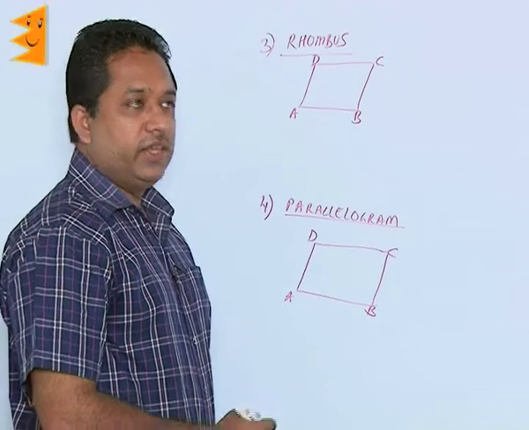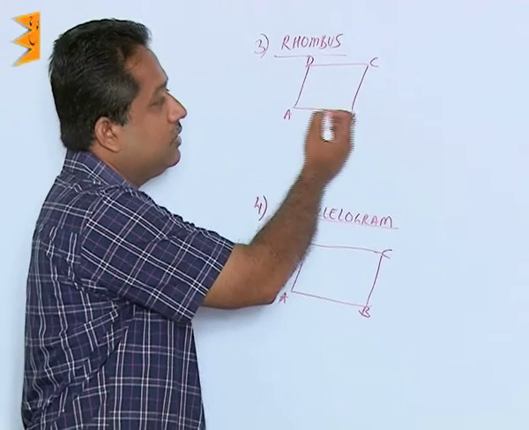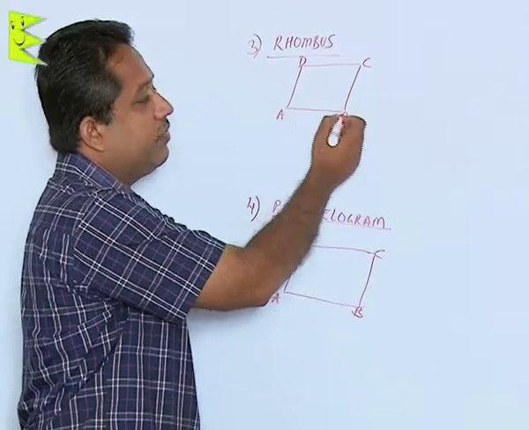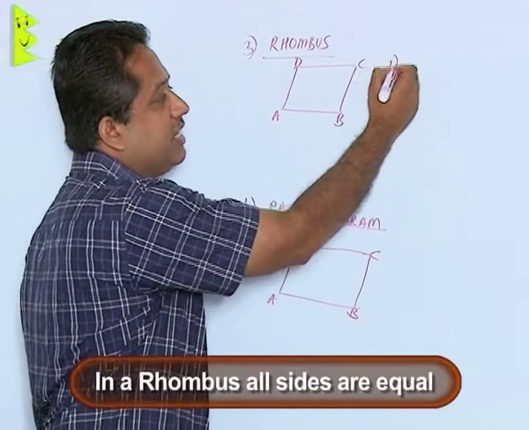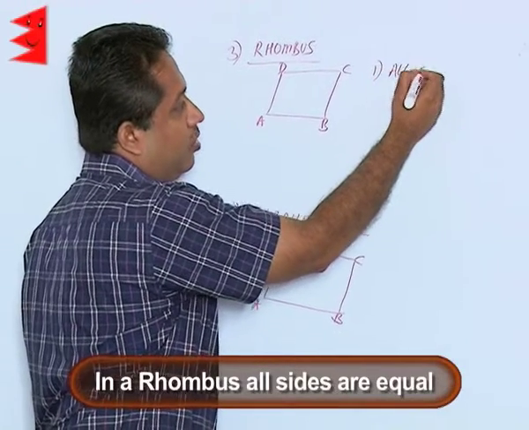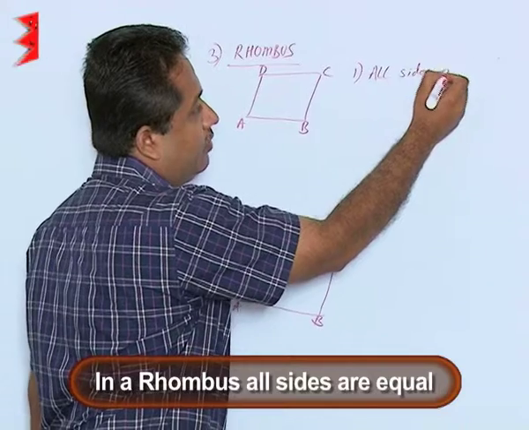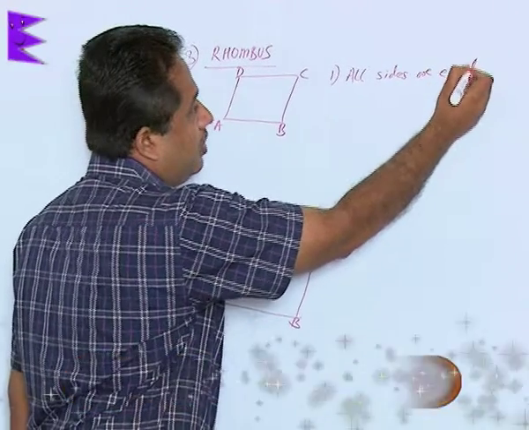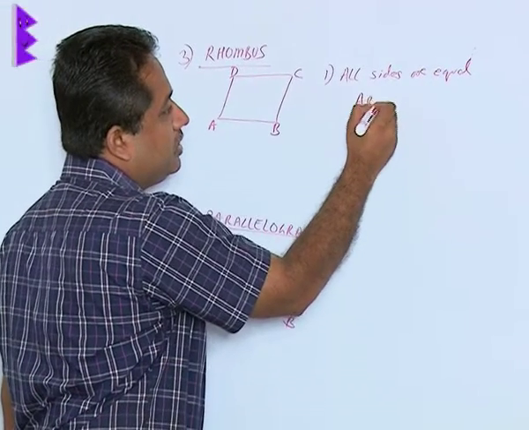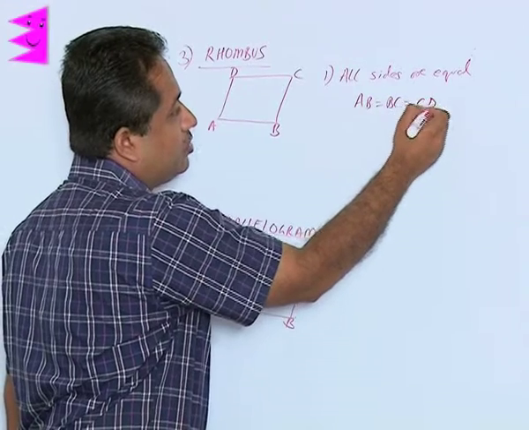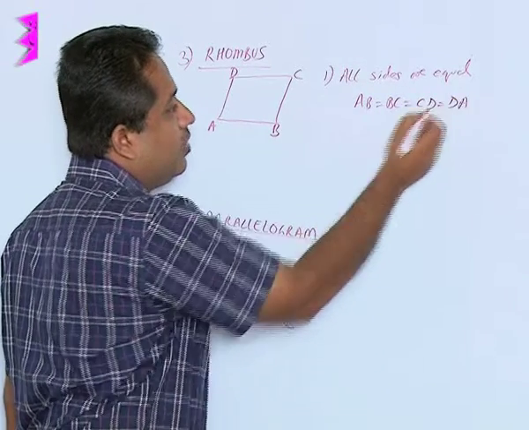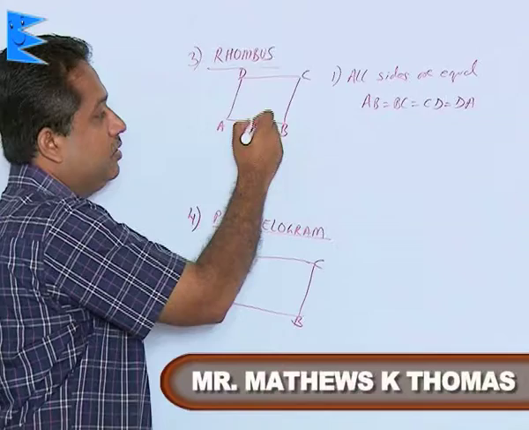Let us identify the properties of a rhombus. A rhombus is a figure in which all sides are equal. All sides are equal, which means that AB will be equal to BC, will be equal to CD, will be equal to DA. So, all sides are equal.